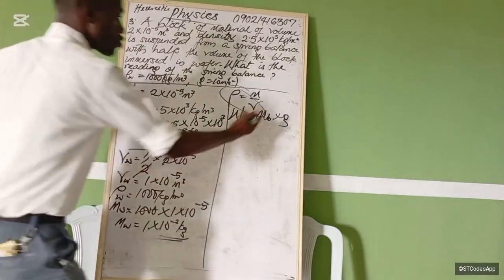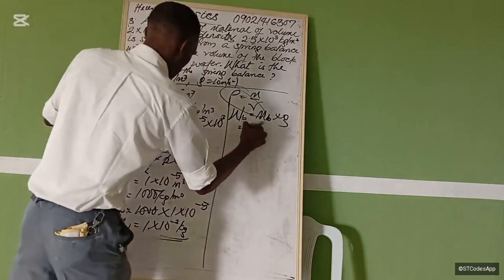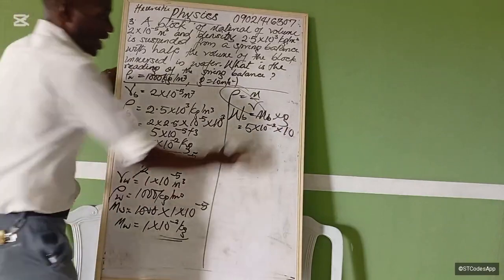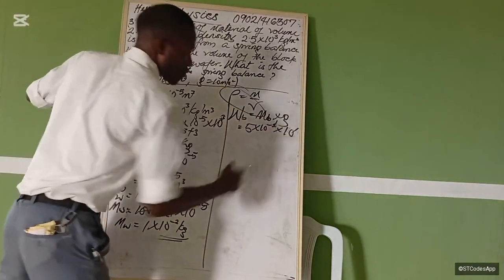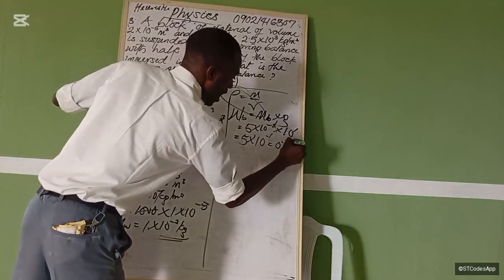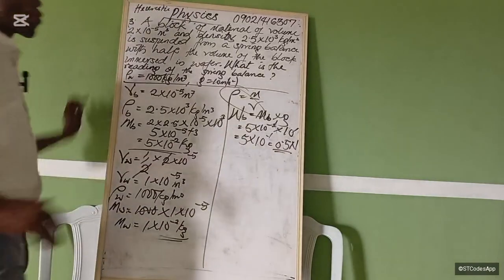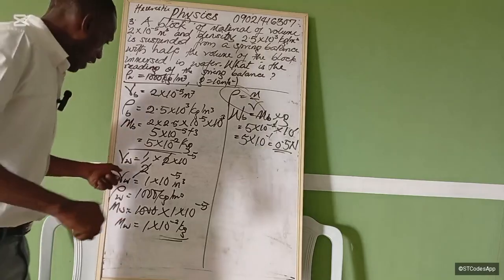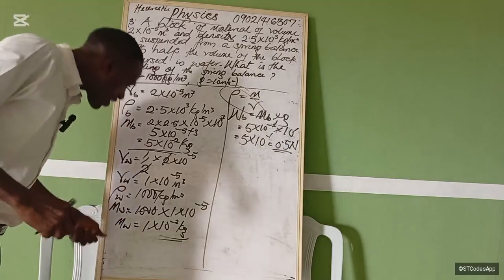Weight is mg. So the mass of the block is 5 times 10 to the minus 2, times 10. We are given the acceleration due to gravity here. So this takes care of the 1 here. Then we have 5 times 10 to the power minus 1, which is 0.5 Newton. So this is the weight of the block in air.